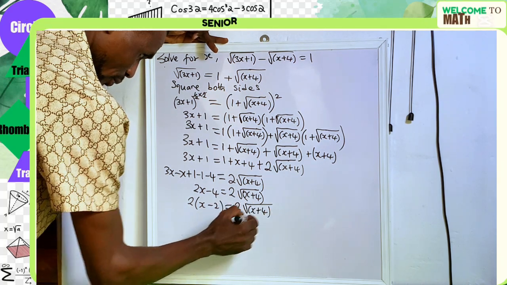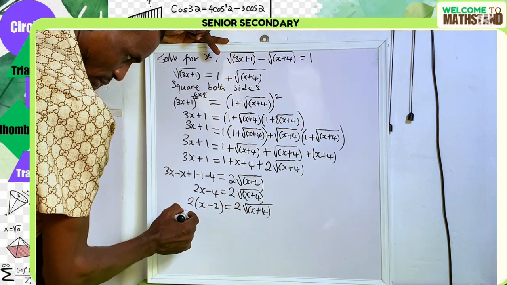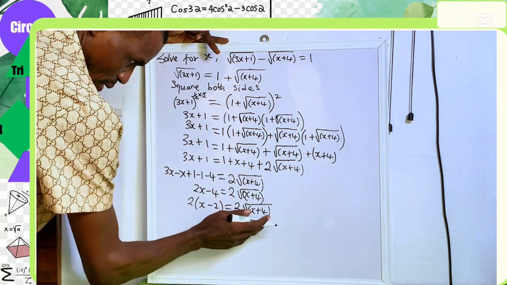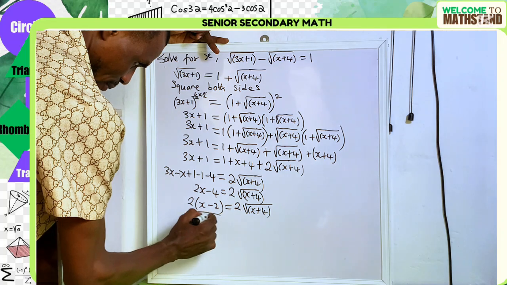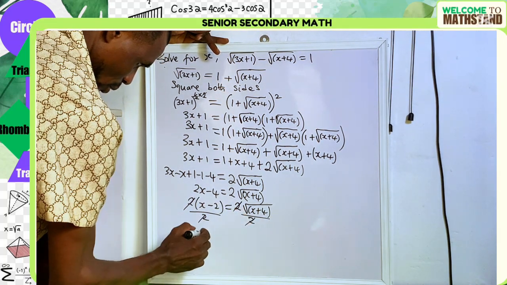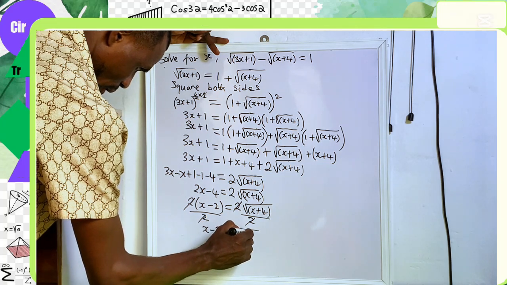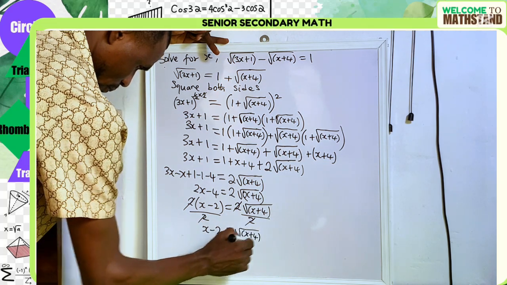So from here we can do something. Divide both sides by 2, because 2 is here and 2 is here. On this side of the equation, 2 is here, so you can divide them by 2. 2 cancels 2. So we now have x minus 2 equals x plus 4 under the root.